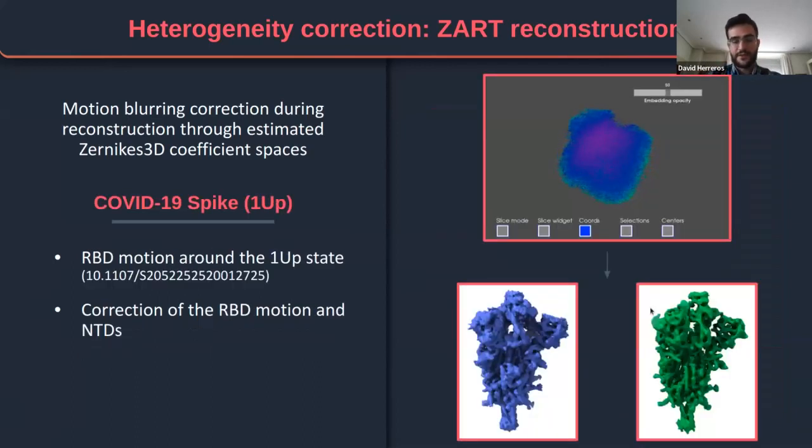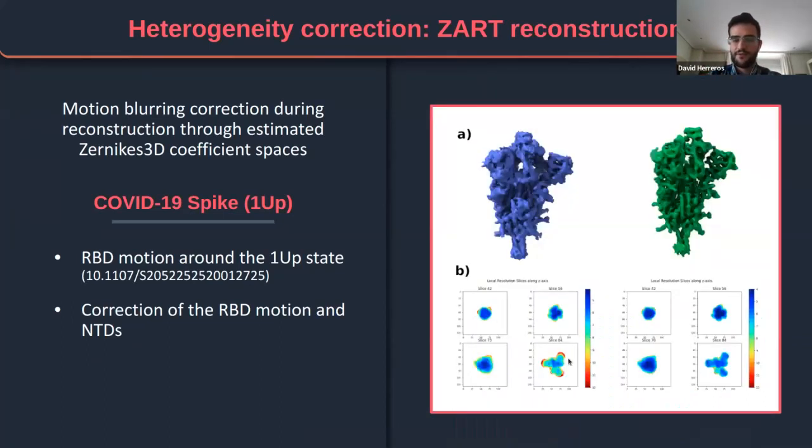And something similar happens with the spike of this Oneup confirmation that I showed you before. So this is the map that we obtained with CryoSpark, and this is the map obtained with SART. And as expected, we see improvement in resolution mostly in the entities and the RBD, which are the regions that are moving more in the spike. And if we do a comparison of the local resolution slices, again, we see an improvement and mostly in the entities and in the RBD region. So really, we are able to correct the conformational changes to get a better reconstruction from the maps.